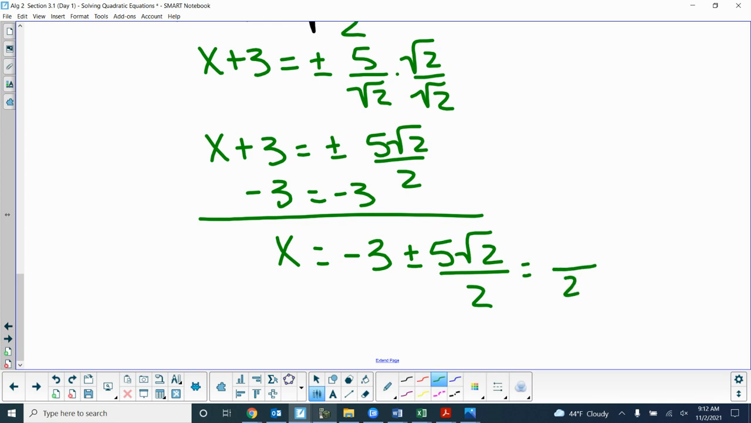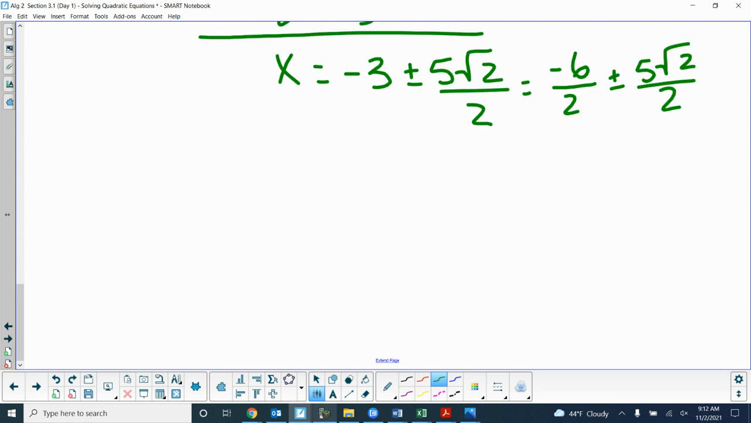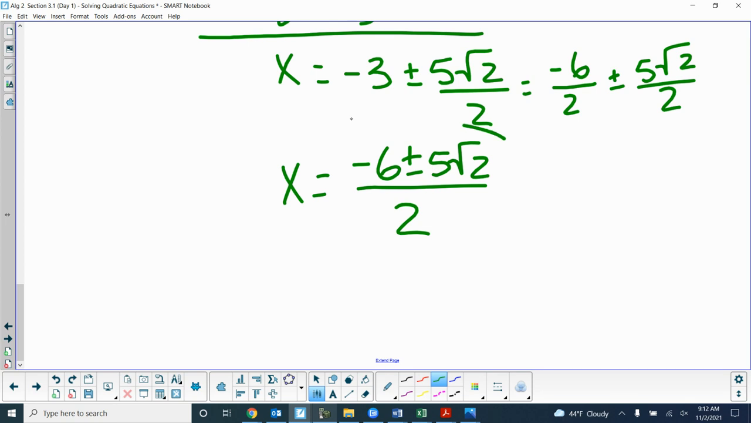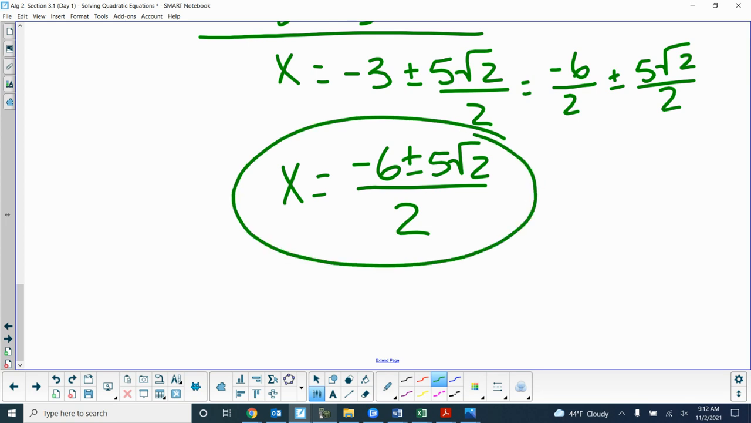So if I make it both 2's, what does the negative 3 become? Negative 6. I just multiply it by 2, right? So what we normally do when we get the same denominator is we make it one fraction. Okay? There's two answers there. Negative 6 plus 5 radical 2 over 2 and negative 6 minus 5 radical 2 over 2. And that's an acceptable answer for these. Okay?